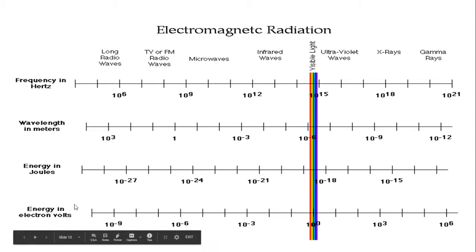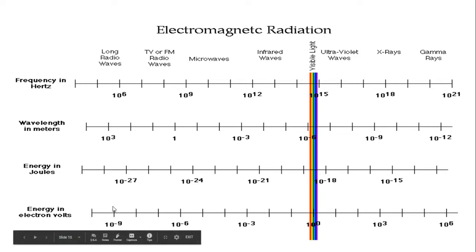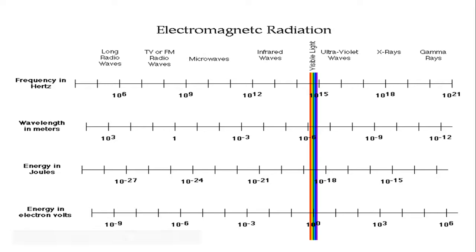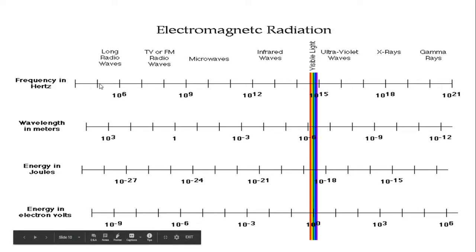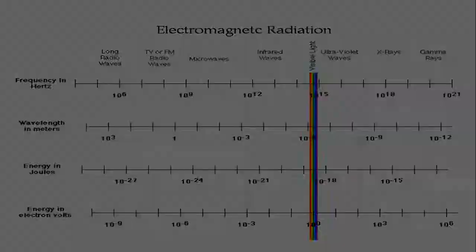We can see the same trend here with our energy in electron volts. Volts is like the energy that you would have in a battery. We can see radio waves have a really low amount of energy in volts, and some, like gamma rays, have a really high energy in terms of volts. The trend that we're looking at here is that as our frequency is lower, our wavelength is higher, and as our wavelength is lower, our frequency is higher.